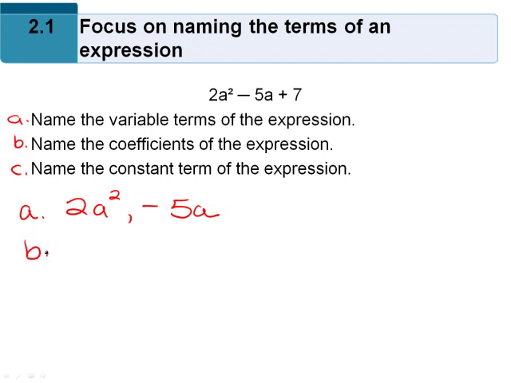Part B says name the coefficients of the expression. Well, the coefficients are the numbers that are in front of variables. So that would be 2 and negative 5. So in other words, if they ask you this in your homework or quiz to give the coefficients and you put 2 and positive 5, it's wrong. It's a negative 5 that is the coefficient of that second term. So you have to be careful there. And then part C, name the constant term of the expression. That's the 7 at the end. It's a plus 7, so it's a positive 7 as our constant term.